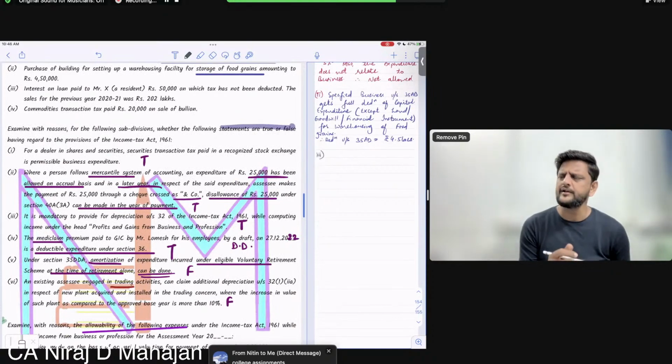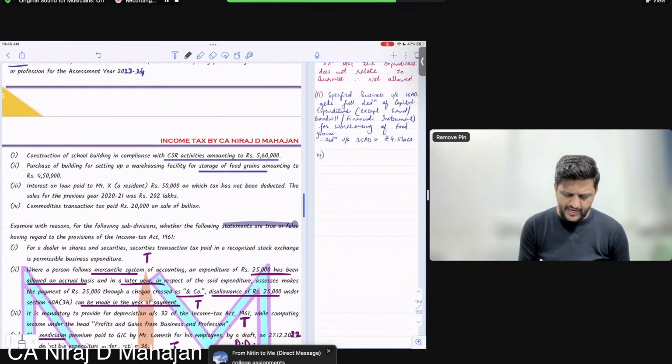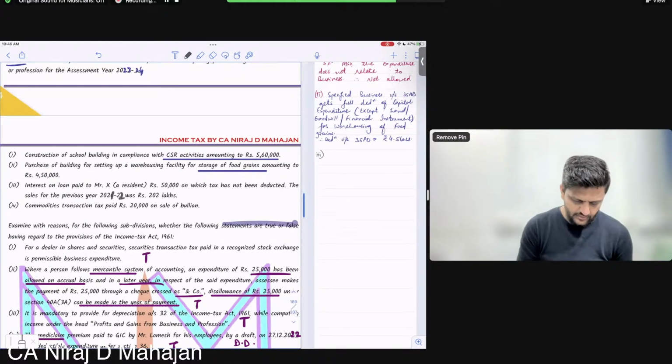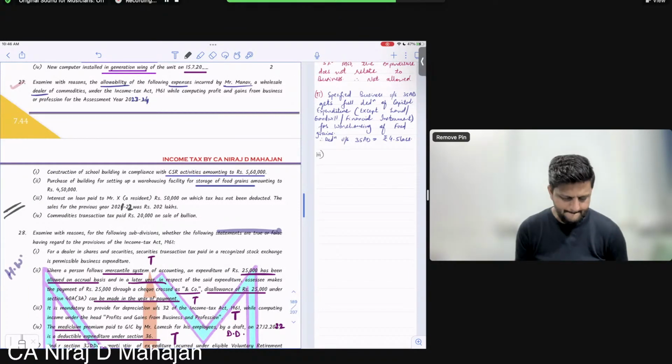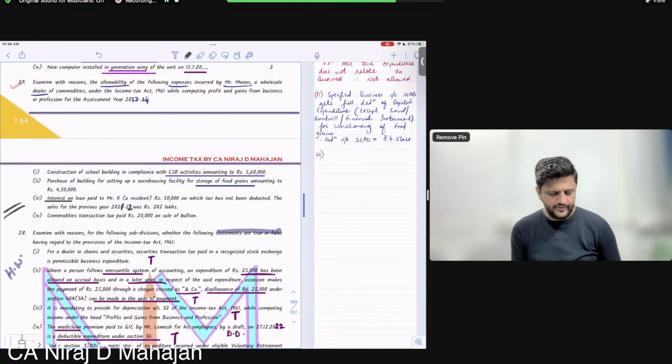Interest on loan paid to Mr. X, a resident, rupees 50,000, on which tax has not been deducted. The sales of the earlier year, 21-22, were 202 lakhs. I'm taking the earlier year. Manav has taken the loan, so he is paying interest to Mr. X, of rupees 50,000 without TDS.